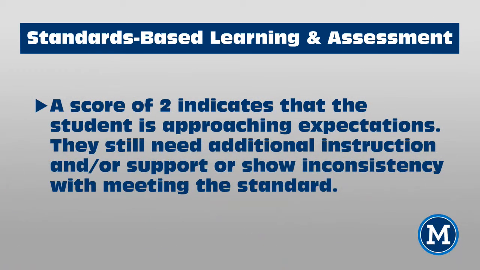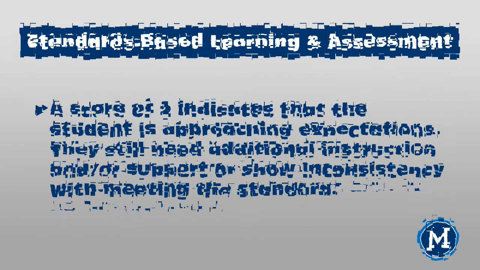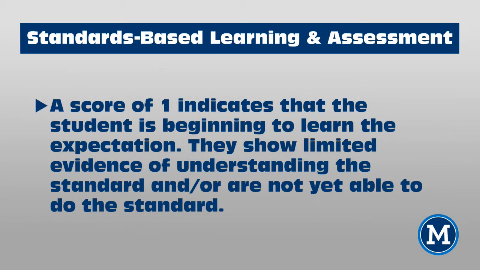A score of 2 indicates that the student is approaching expectations. They will need additional instruction and/or support or show inconsistency with meeting the standard. A score of 1 indicates that the student is beginning to learn the standard. They show limited evidence of understanding the standard and are not yet able to do that standard. If the standard does not have a score, this means the standard was not assessed during that grading term.